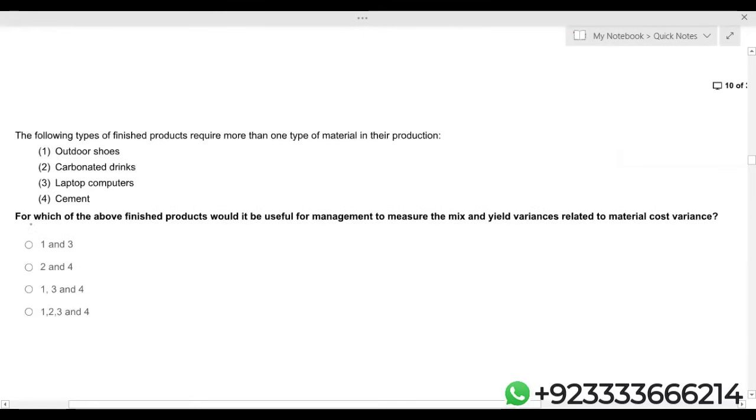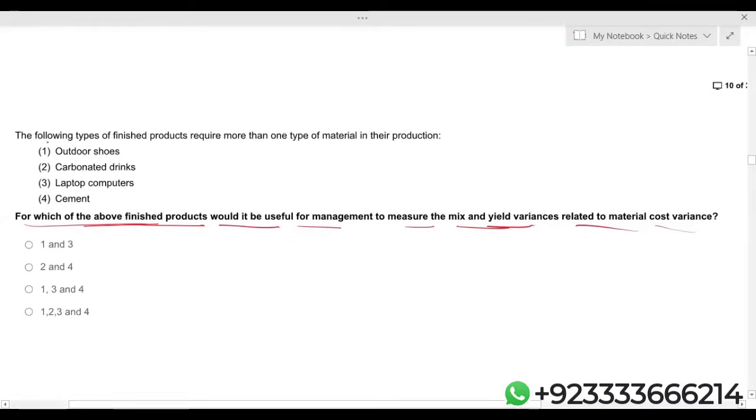Okay. For which of the above finished goods would it be useful for management to measure the mix and yield variances related to material cost variances? Obviously, when your product needs more than one type of material, then I'll be thinking of the mix as well as yield variance, but physical mixing should be involved there.